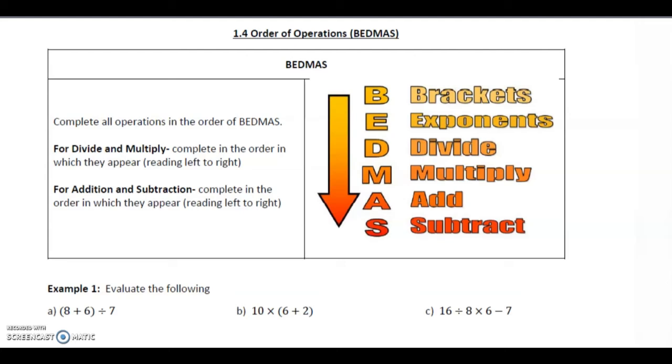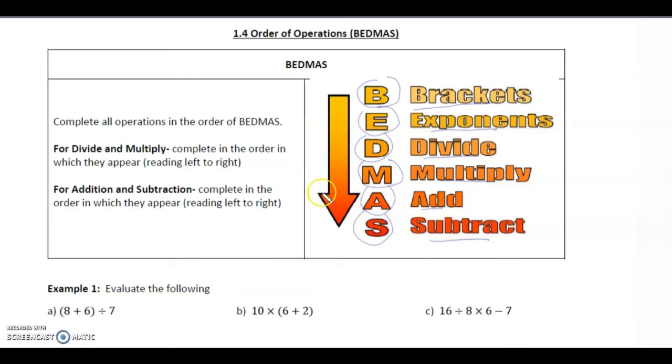1.4 order of operations, BEDMAS. Okay, so when we talk about order of operations, we are referring to BEDMAS. If you remember this from elementary school, BEDMAS, the B stands for brackets, the E stands for exponents, the D stands for divide or division, M is multiply, A is add, and S is subtract.